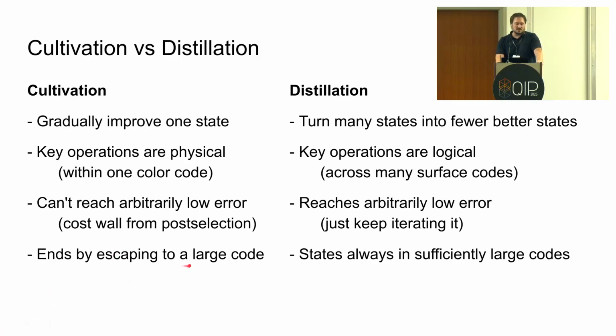And the other major reason is cultivation sort of ends with an exciting escape scene, whereas distillation just kind of ends with, all right, everything has been big enough the whole time. So it's just sort of a given that it'll be okay.